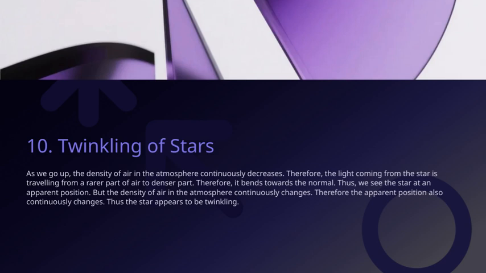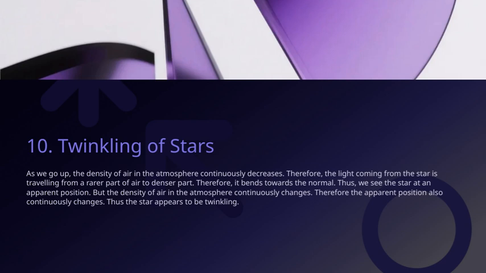So, when the star's light moves from these less dense, rarer layers to denser layers, it bends or refracts towards the normal, which is an imaginary line perpendicular to the surface. This bending causes the star to appear at a slightly different position in the sky than where it actually is.